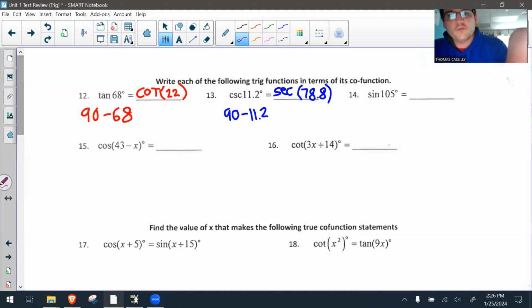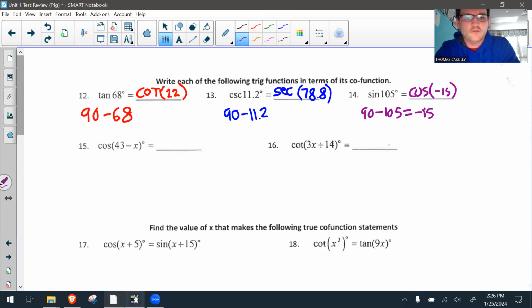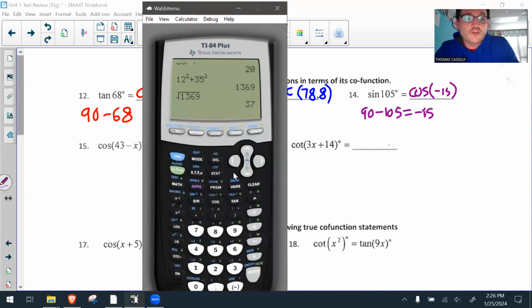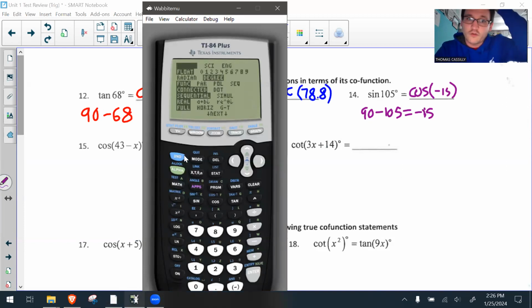All right, and last one here is sine. Sine goes with the cosine. So we just have to think 90 minus 105 is going to be negative 15. It's okay that it's a negative number. All right, so if you don't believe me, or you don't believe yourself, which you should always believe in yourself, just punch it into your calculator. Make sure your mode is in degree, right? You should always make sure you're in degree mode.